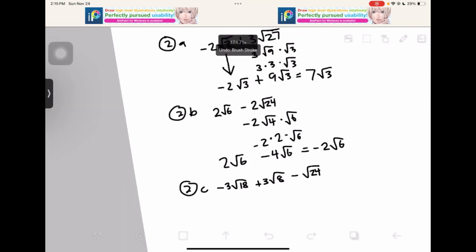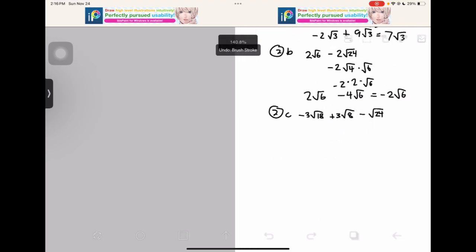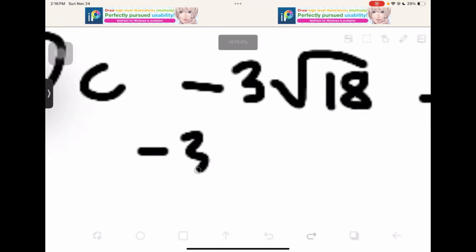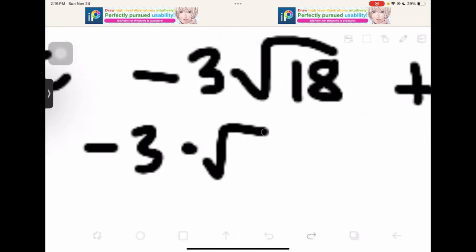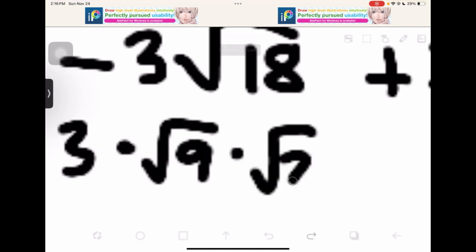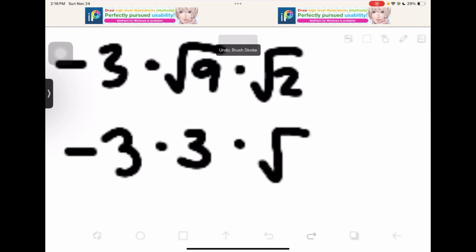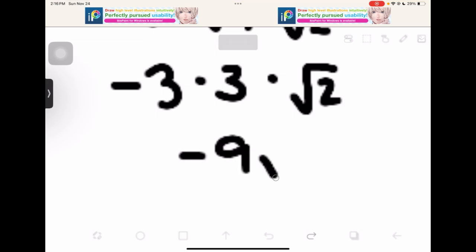18 is divisible by 9 only. So it's just going to be negative 3 times 3, times 9 times square root of 2. Then just negative 3 square root of 2, or just negative 9 square root of 2.